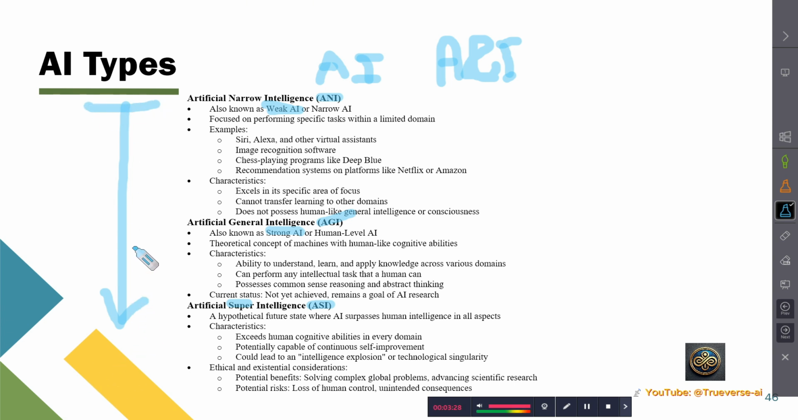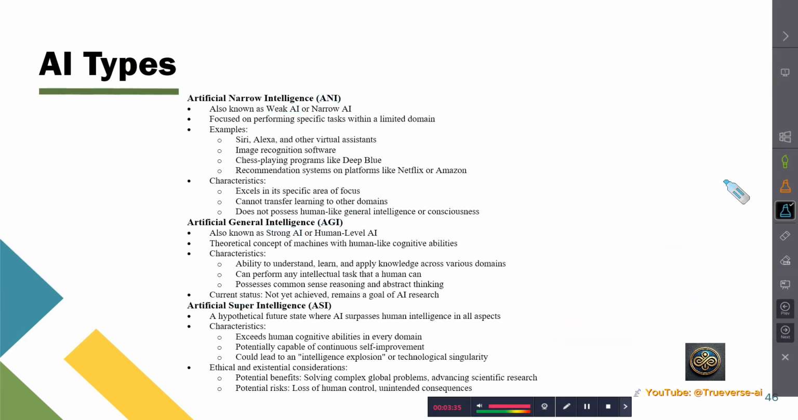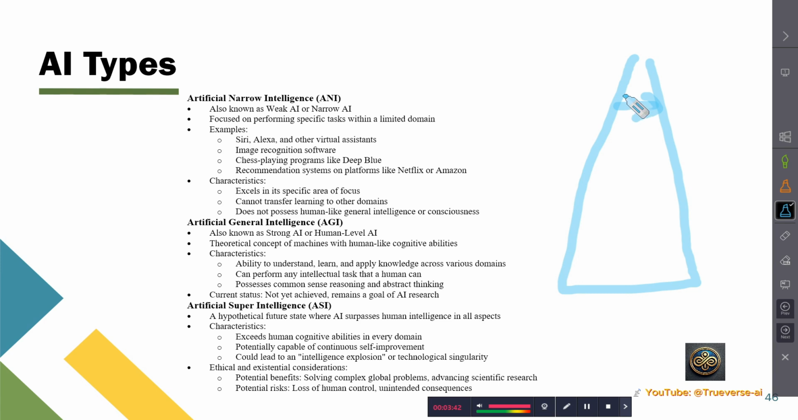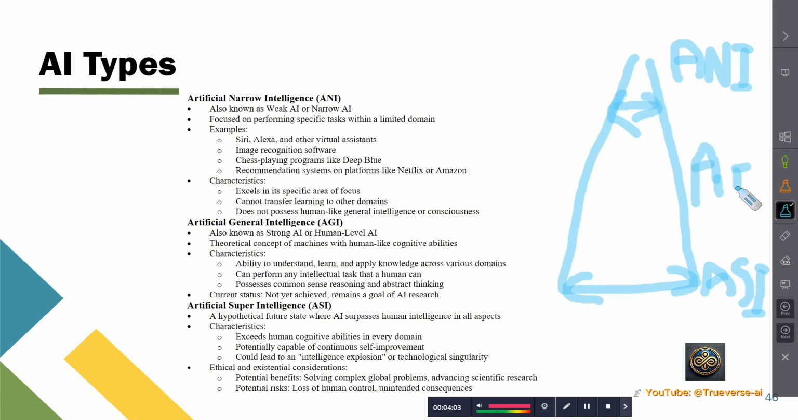Consider it like this: you have a little intelligence in this part, ANI here, then AGI here, and ASI here. So you can consider the amount of intelligence, how much the system has.